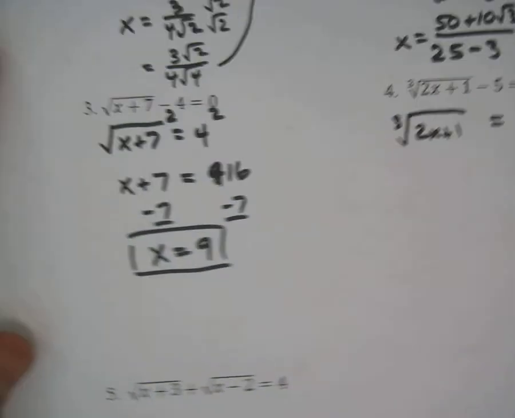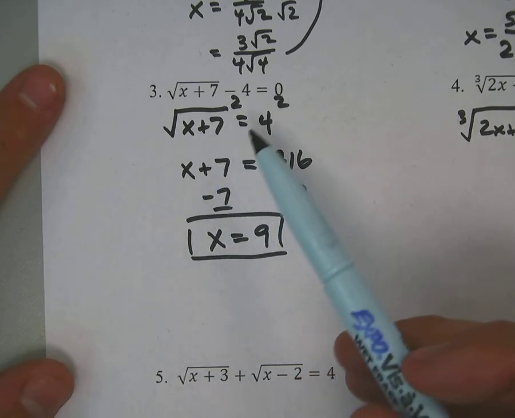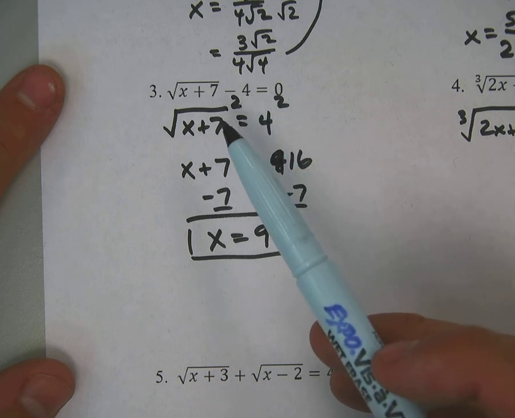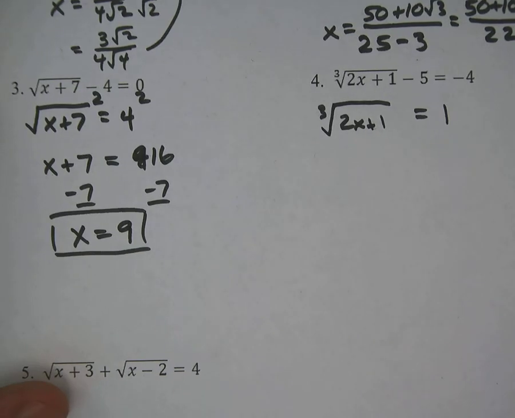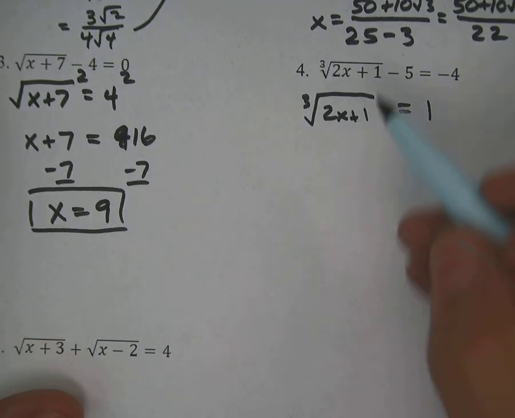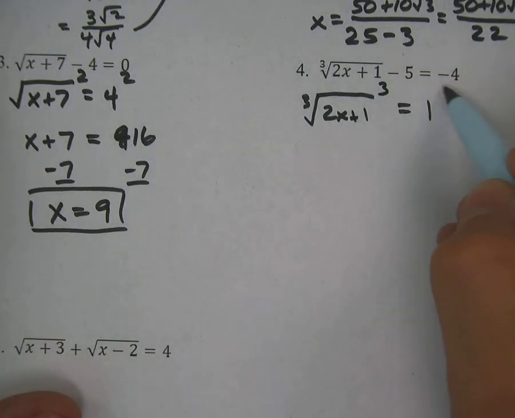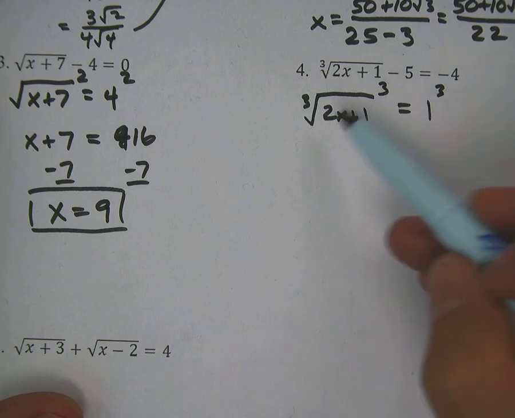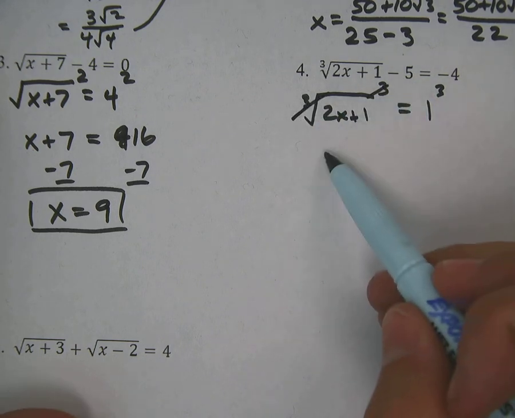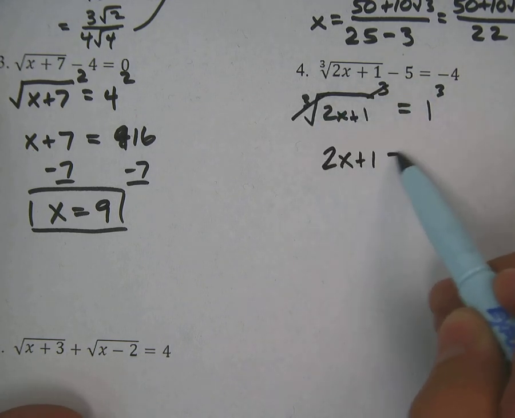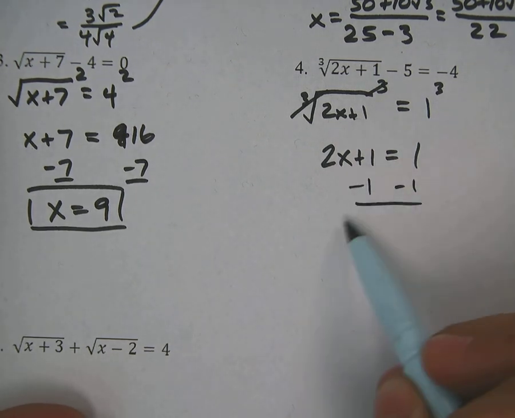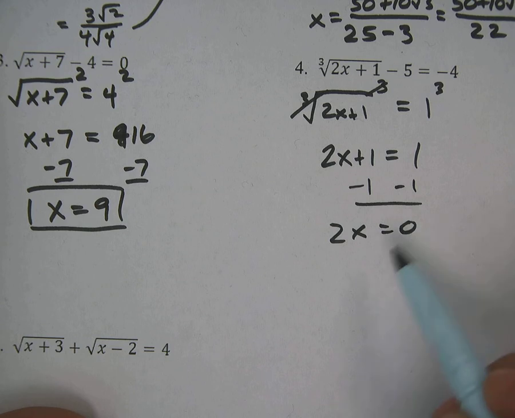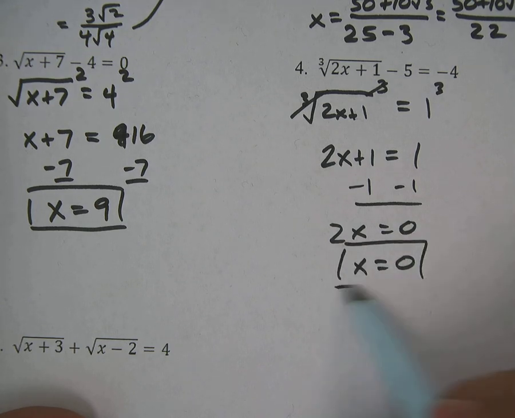Now over here, we squared this side because it was a square root. Squaring and square rooting are opposite operations of one another. So this time, if it's a cube root, you're going to cube both sides. So now these essentially cancel, and you get 2x plus 1 equals 1. Subtract 1, 2x equals 0. Divide by 2, x has to equal 0. Just like that.